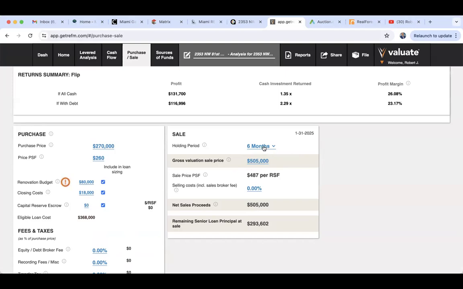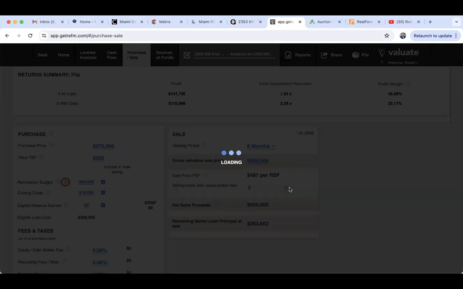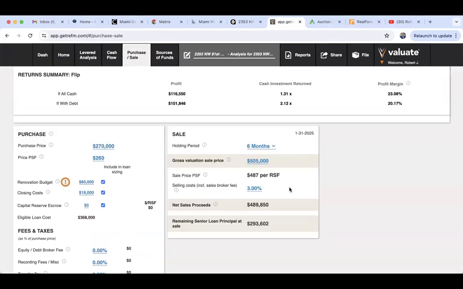Now, how much is it going to cost us to sell the home? That's the compensation that we're going to be paying. Let's say 3%. All right, guys, so take a look at what your profit margin is at a $505,000 sales price after you purchased the home for $270,000, spent $80,000 renovating the property, and you have your closing cost of $18,000 plus the prorated monthly expenses for taxes, insurance, and utilities.